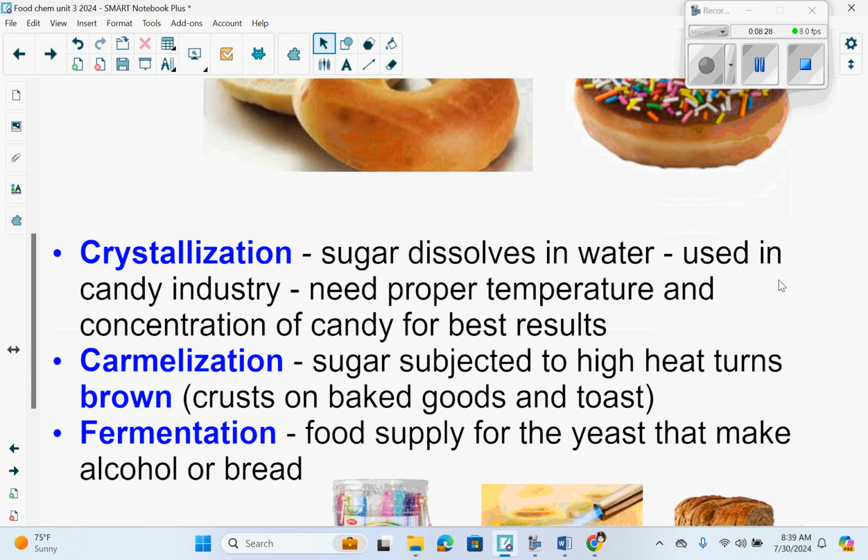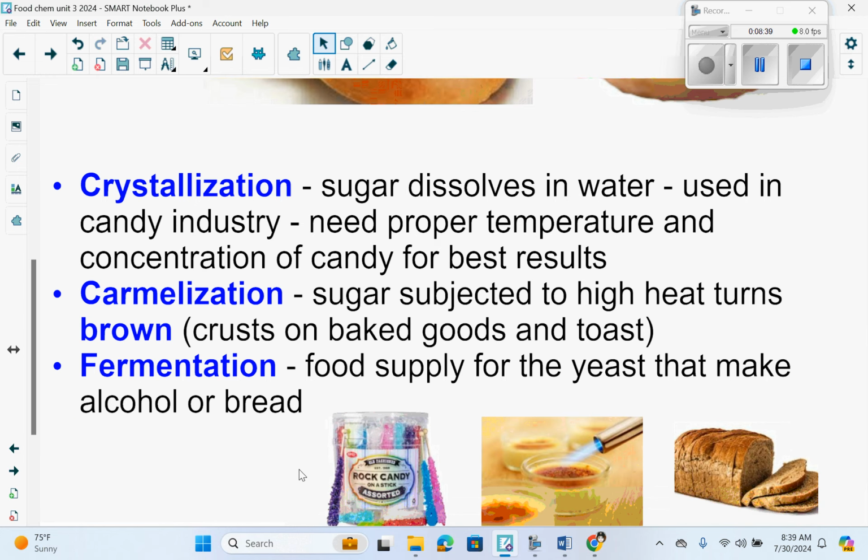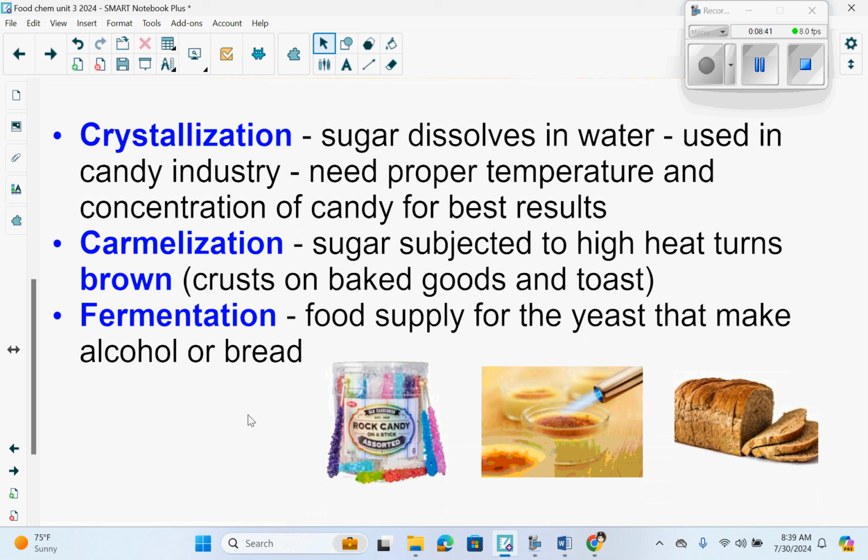Crystallization. Sugar dissolves in water, and it's used in the candy industry. You need a proper temperature and concentration of the candy for the best results, but you can create those crystals. Caramelization. Sugar is subjected to high heat and it turns brown. This is your crusts on your baked goods and toast.